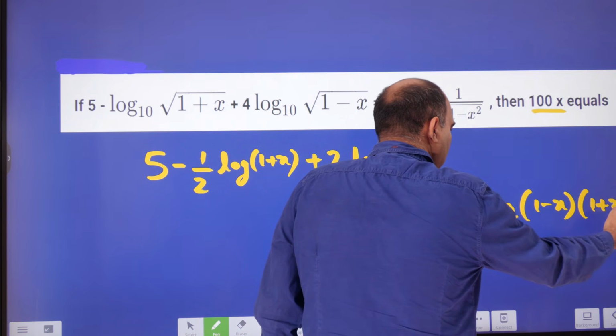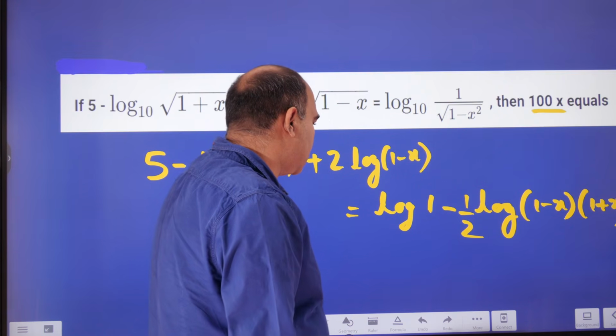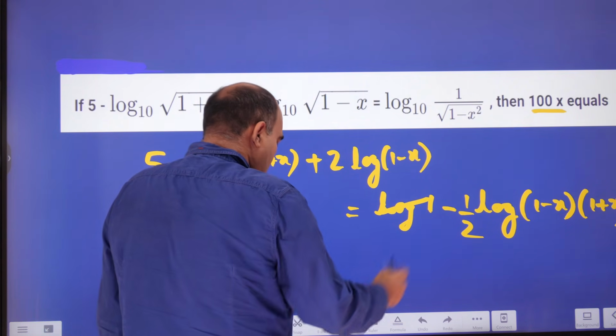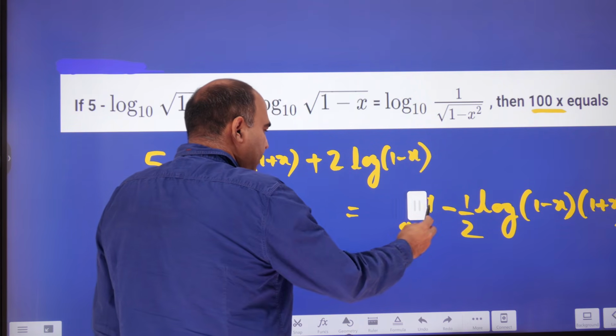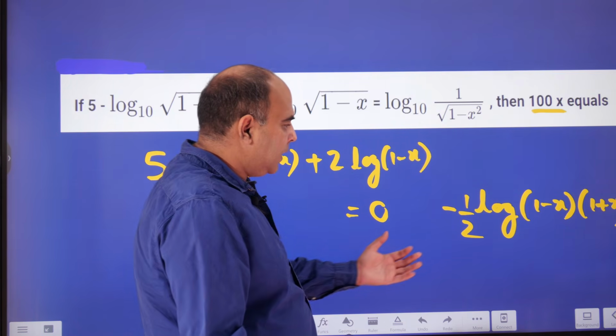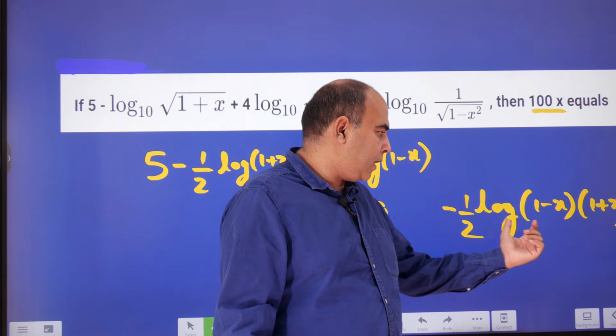1 plus x, because that's what 1 minus x square is. And that right hand side, log 1 is of course 0, log 1 is also always 0, so this can become 0, and this part can be rewritten as log, this is log a into b.